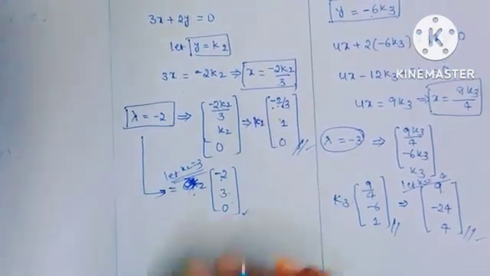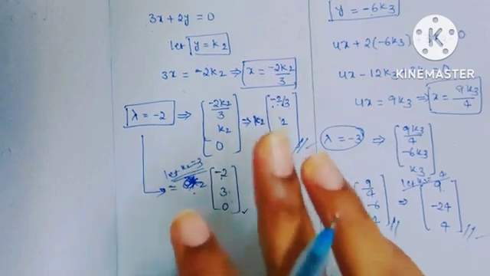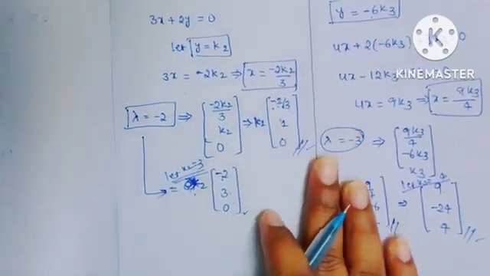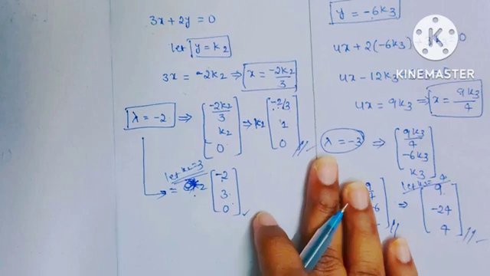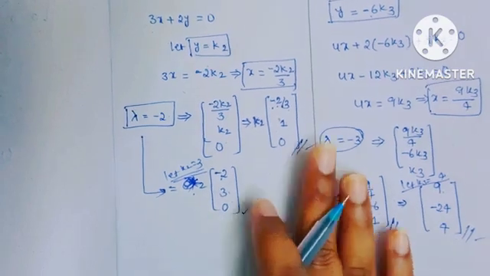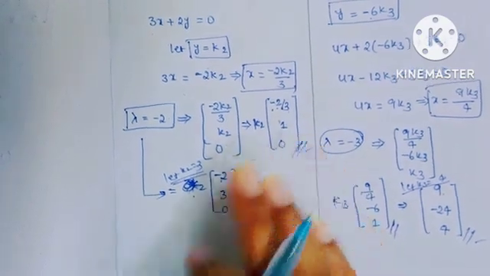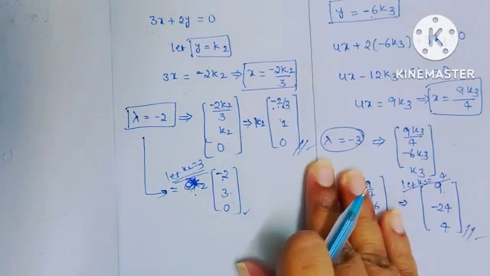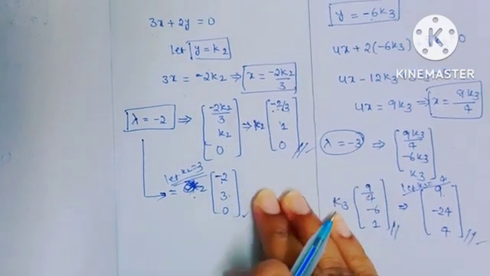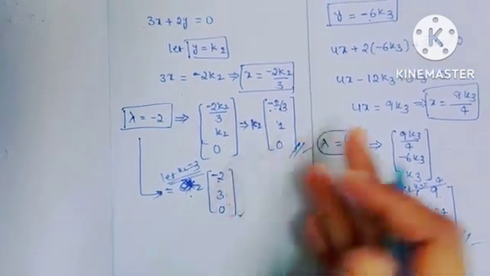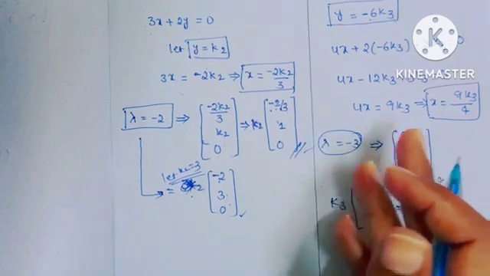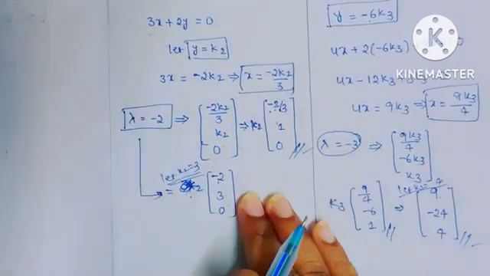In this way we can find the eigenvectors for the eigenvalues. And one more thing I want to say: here I assumed k2 equal to 3 and k3 equal to 4. That is only for understanding purposes. You can write up to here that for lambda equal to minus 2, the eigenvector is k2 into [-2/3, 1, 0].